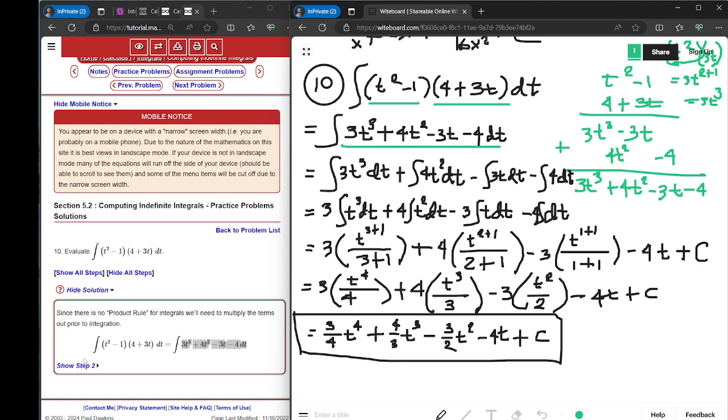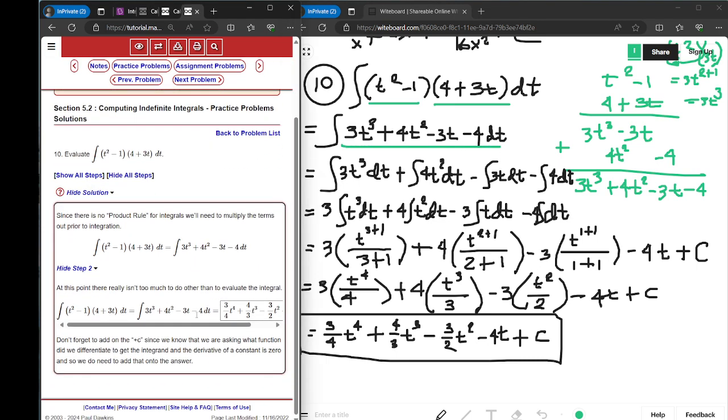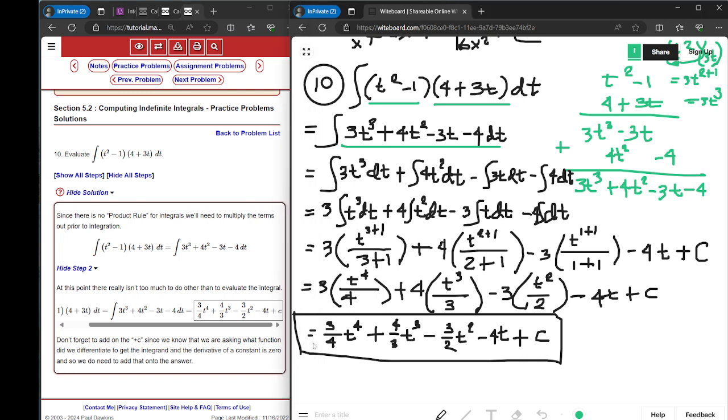Okay. So here is now the final answer. I thought I was wrong. So that is 3 over 4 t to the fourth, 4 over 3 t cubed minus 3 over 2 t squared minus 4t plus c. And we got it correctly.